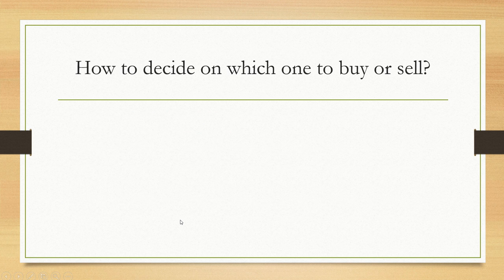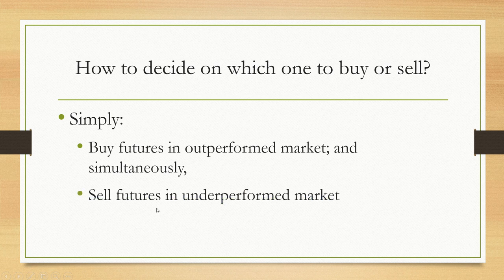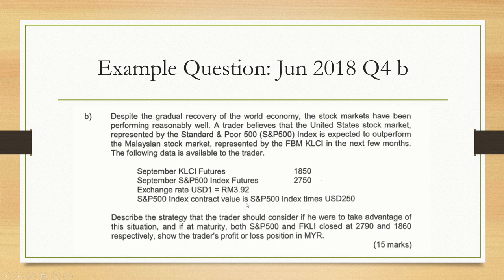So how can we decide which one to buy and which one to sell? It's simply by comparing these two markets. Kita akan tengok market mana outperform. What does outperform mean? The market performs better than the other market. So for the outperform market, we will buy the futures contract, and simultaneously we will sell futures in the underperform market. Okay, for further understanding, let's do one example.